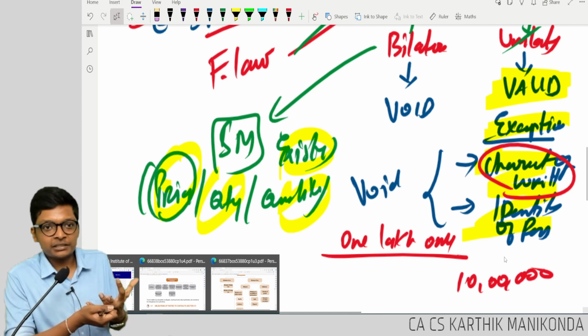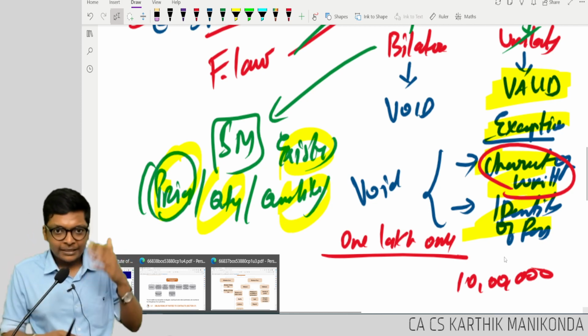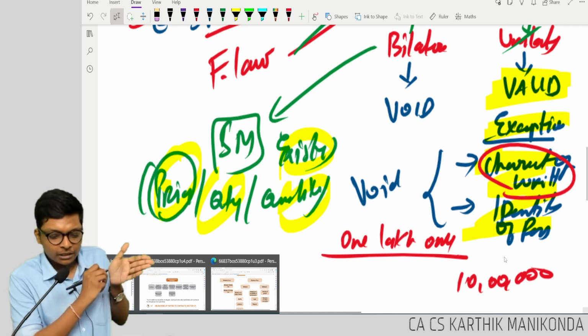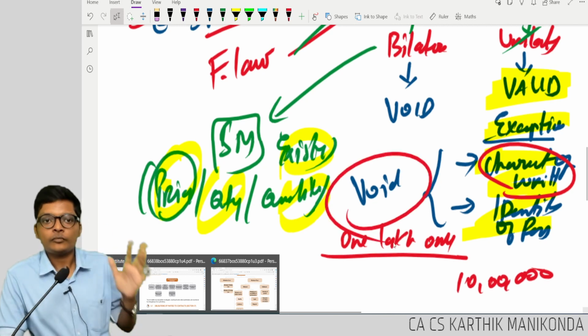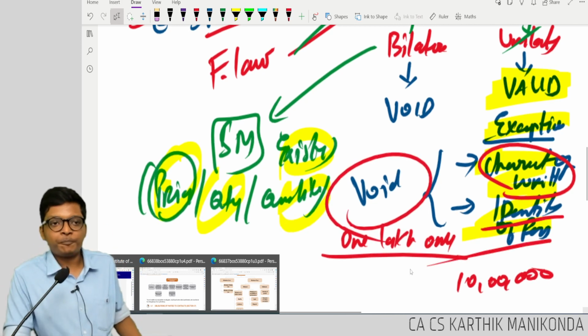It doesn't make sense. So it's a mistake. I made a mistake in writing 1 lakh only and putting an extra 0. So the contract becomes void. Identity of person.